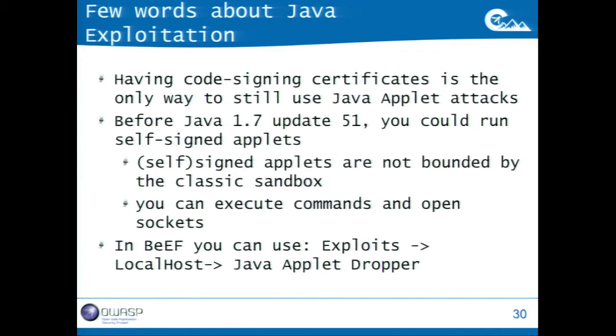Obviously, if you have a signed applet, you can execute commands, you can read and write to the file system. You have full machine compromise with the privileges of the Java process. So then you need to do a privilege escalation in case. There are obviously modules in BeEF for this. In case you want to buy a certificate, you can just sign the applet and then deliver it through BeEF.